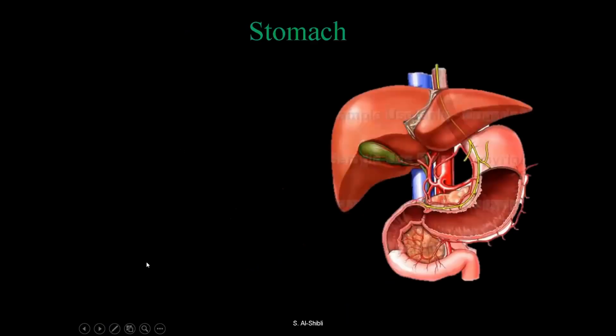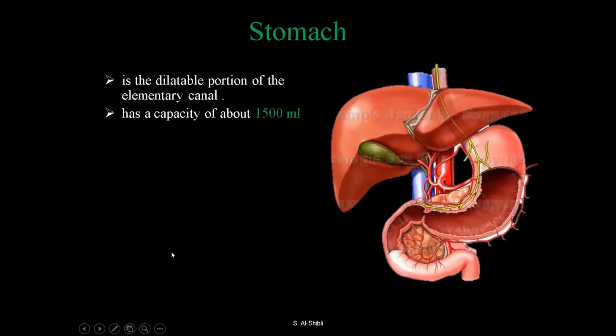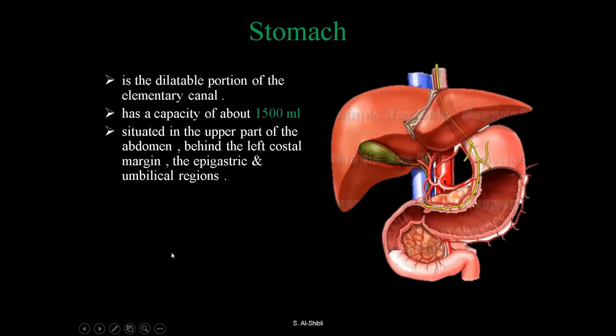For the stomach, I'm so sorry again because I'm rushing through these topics, because the time is so limited. The stomach, this is the stomach, okay? It is the dilatable portion of the alimentary canal, with a capacity of about 1.5 liters. Where is it? Of course, it is in the upper part of the abdomen.